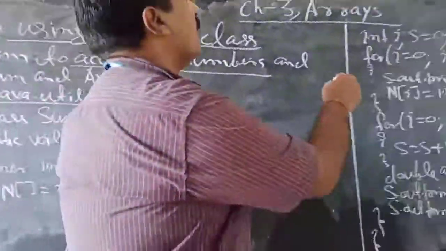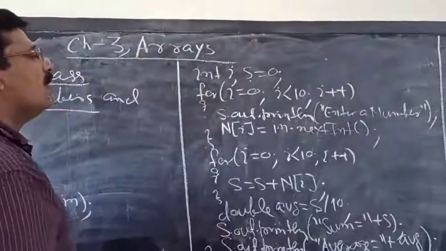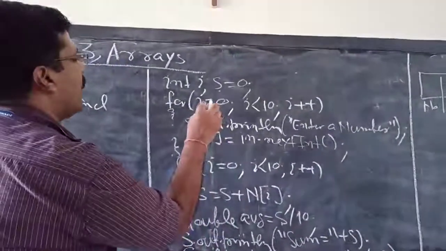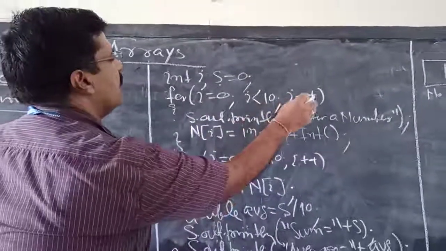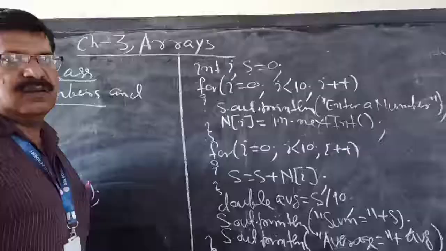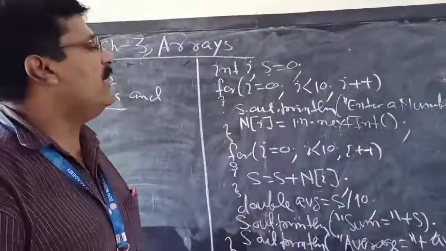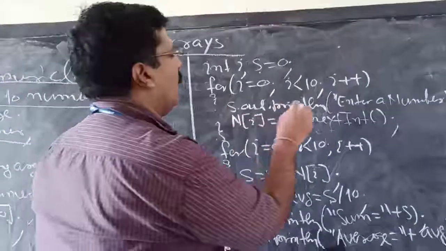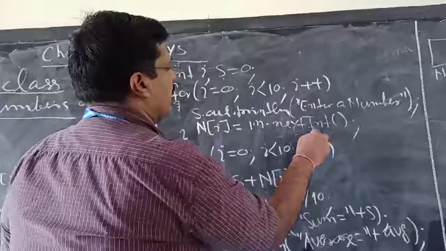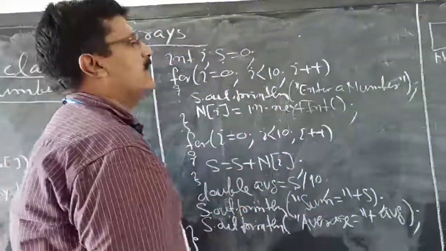Now int i, sum equal to 0. i is the index variable, sum equal to 0. For i equal to 0, i less than 10, i plus plus. So the loop will run from 0 till 9. How many times? 10 times. System.out.println("Enter a number"); n[i] equal to in.nextInt(). So it will input n0, n1, n2 like this.